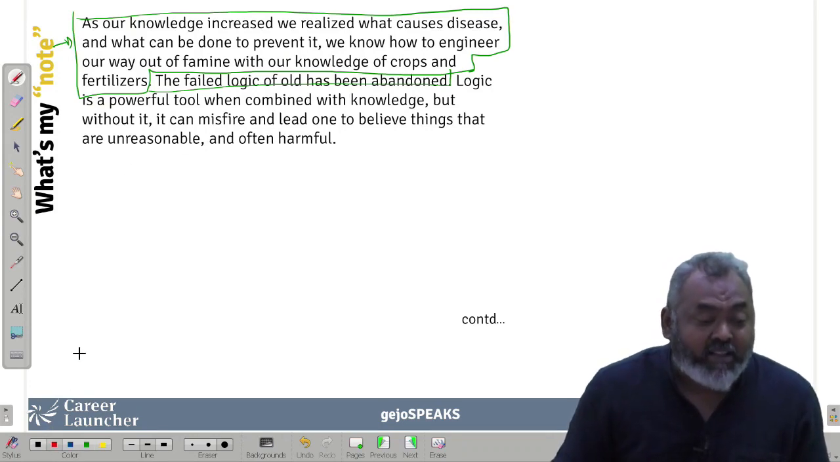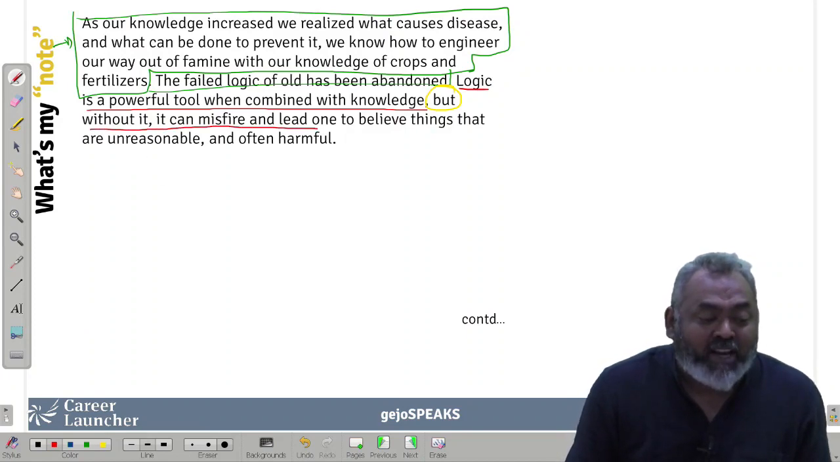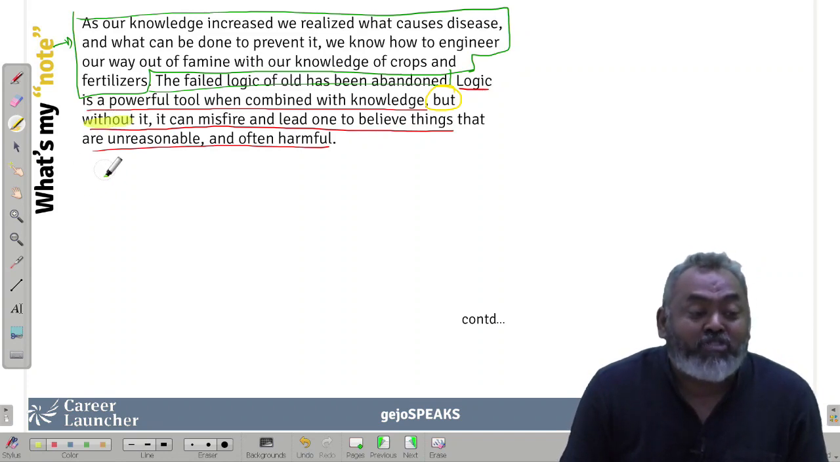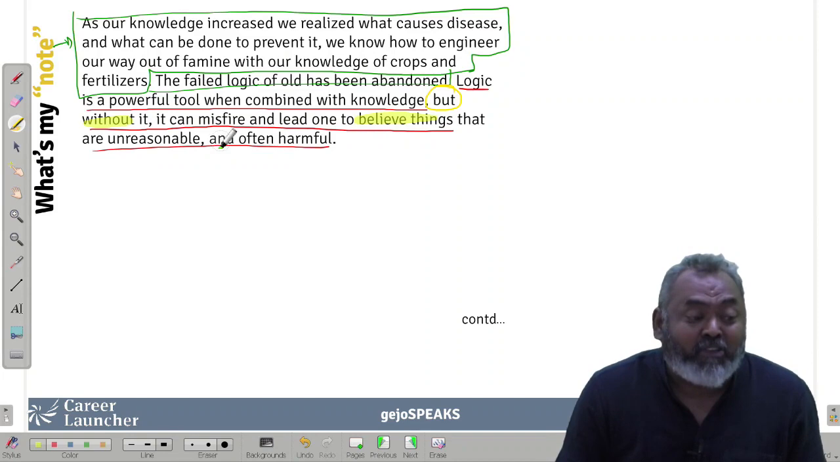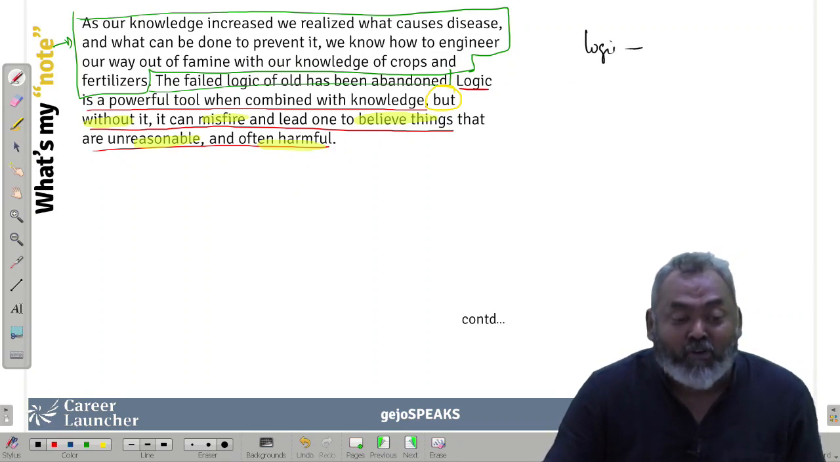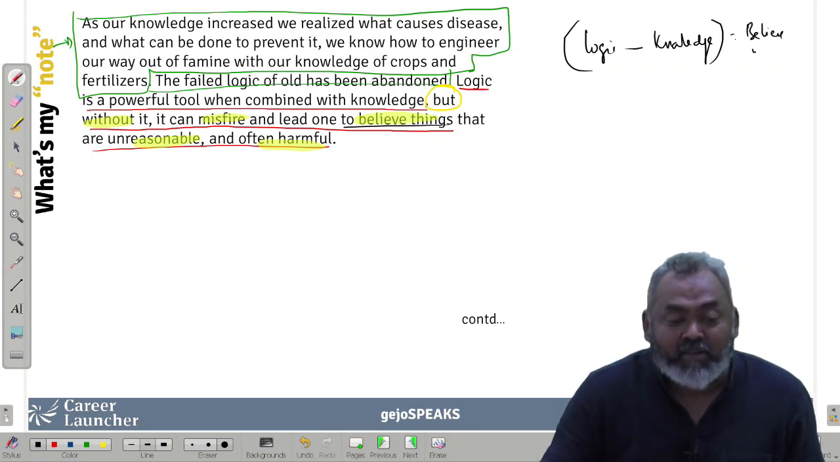Okay, then he says logic is a powerful tool when combined with knowledge, and we have the key transition word, but, and this is where I'm very keen and interested. Without it, it can misfire and lead one to believe things that are unreasonable. Oh, if we don't have knowledge, we believe unreasonable things, and often harmful. Okay, now he's saying that logic minus knowledge is bad, in the sense that we start to believe wrong things.